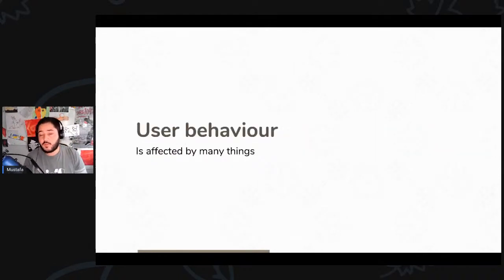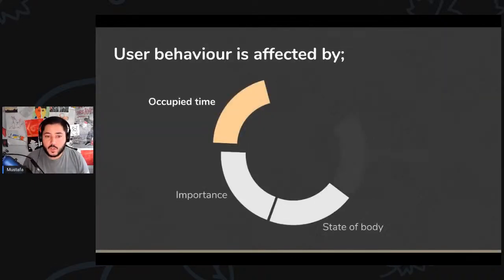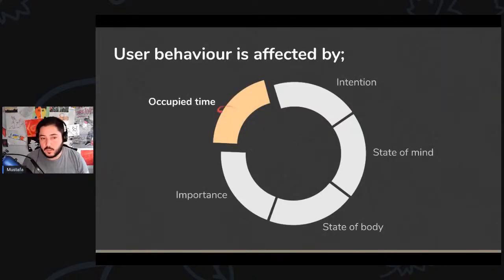But user behavior is affected by many different things. So we've spoken about occupied time, as you can see here. And we're going to go through all of these 3: intention, state of mind, state of body. And I'm going to show some research. The other thing that I want to point out is importance. Why people behave a certain way on the web or in technology is how important it is to them.